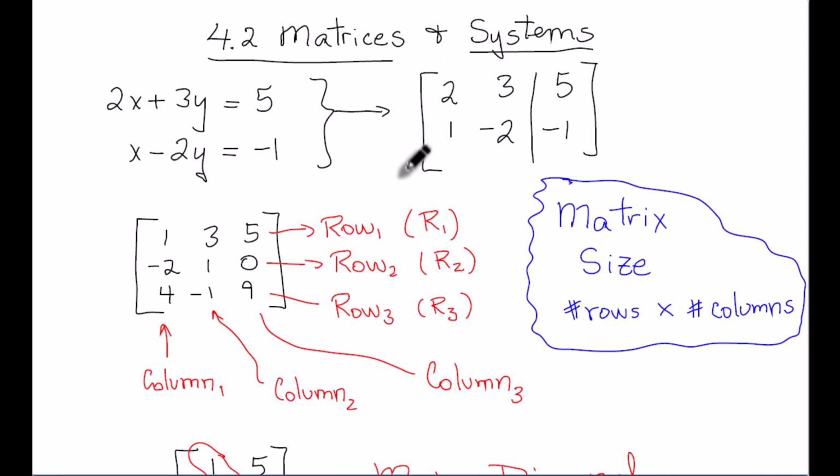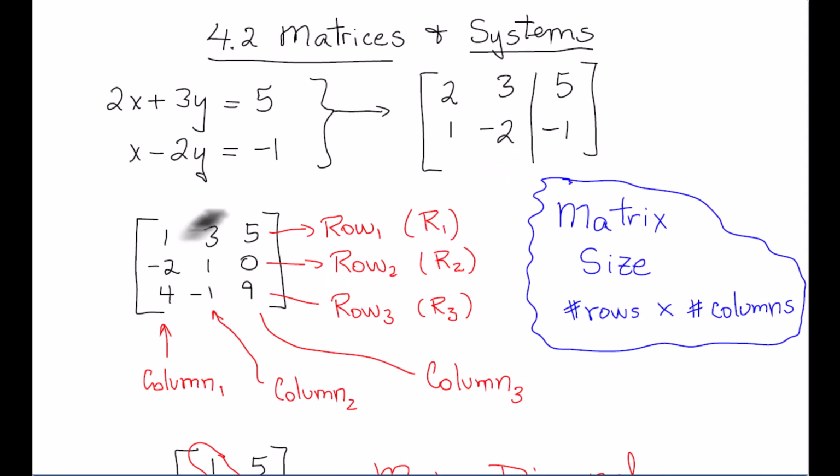The square brackets that you see here is called a matrix. Where the equals is, I've got this vertical line. The numbers on the right are here in the right side of the matrix. And in here, I just grab all of the coefficients. So a 2, a plus 3, a 1, a minus 2. So the number with its sign.